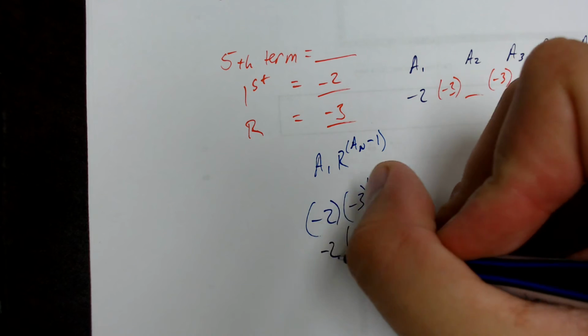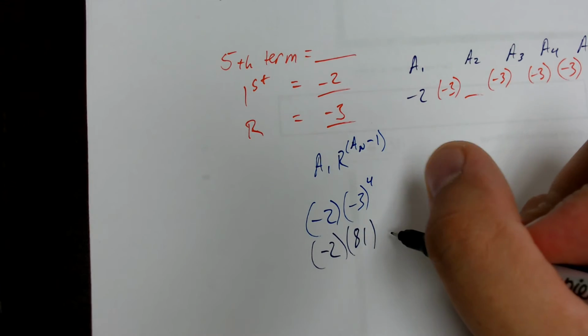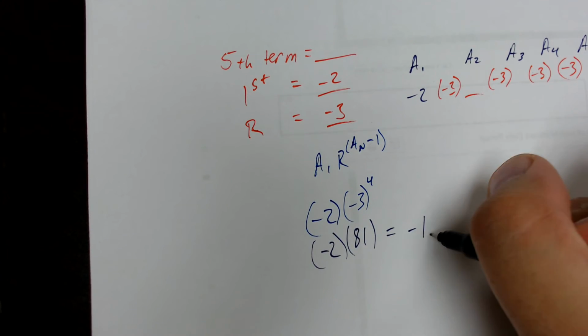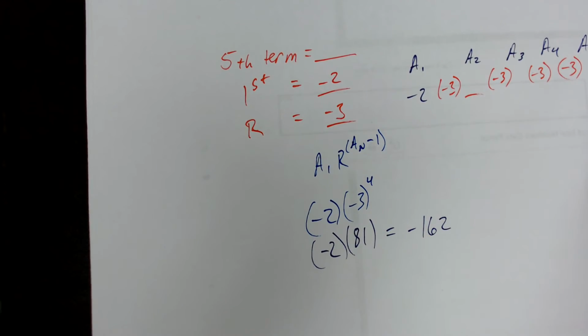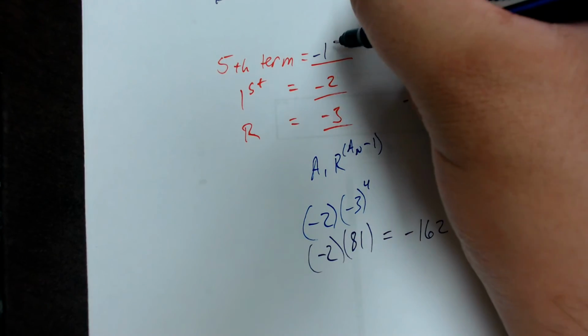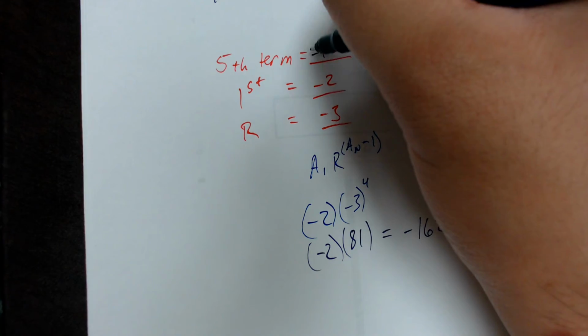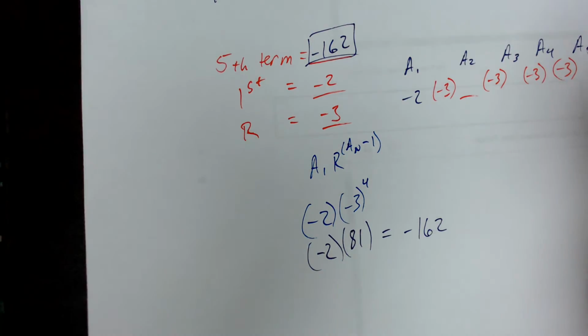So now what I have is negative 2 times 81. That gives me negative 162. So the fifth term is going to be negative 162. And let's check if that's correct. Yep, we did it right.